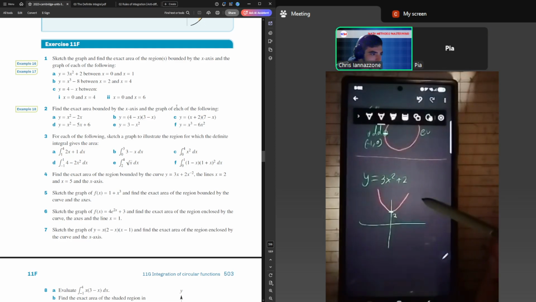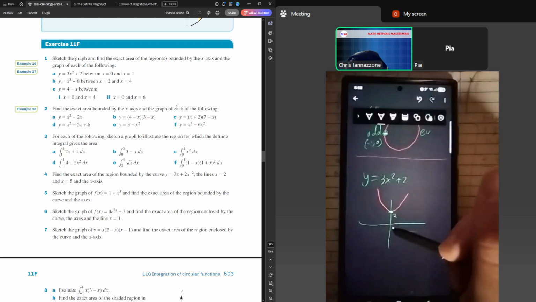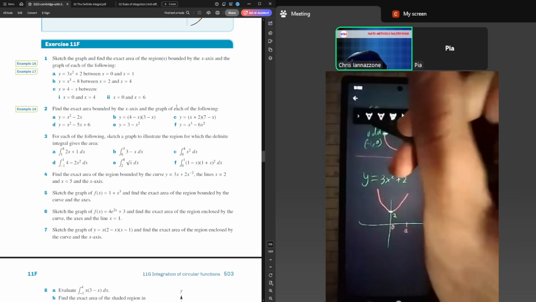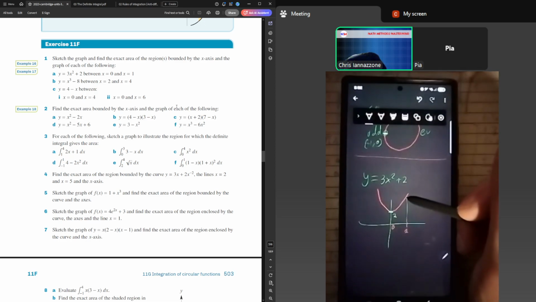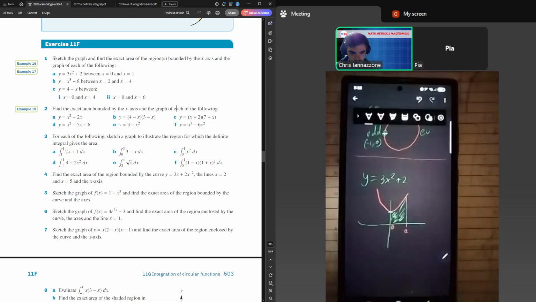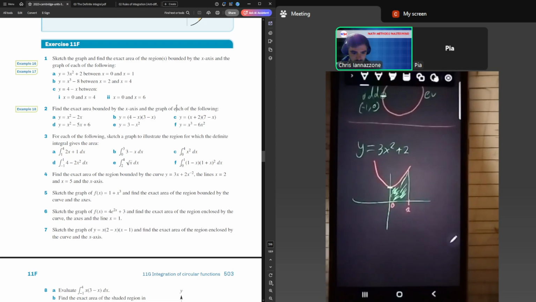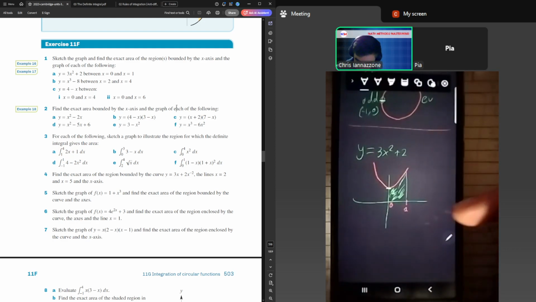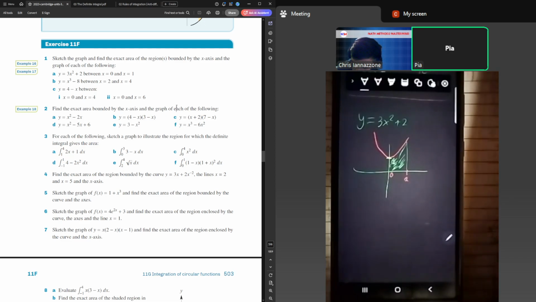Nice and quick. Now for us, we care about doing the exact area bound between x equals 0 and x equals 1, which means from here to, let's say, here. So what it's just told us to do is find all of this in here. Any thoughts on how we could do that? Not really. Not really, that's fine.